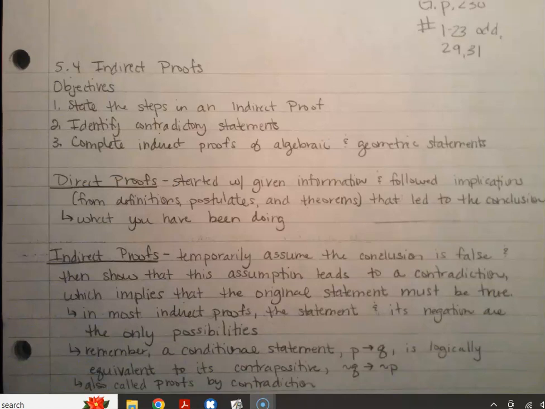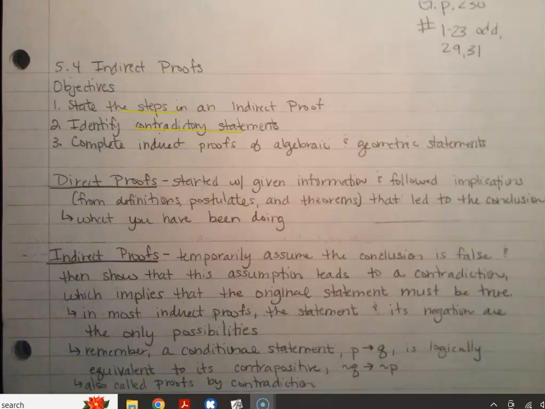All right, today for geometry, we're doing 5-4, which is indirect proofs. Our objectives today: we're going to state the steps in an indirect proof, find out the steps, identify contradictory statements, and complete some indirect proofs of algebraic and geometric statements. So a lot of new vocabulary and ideas today.